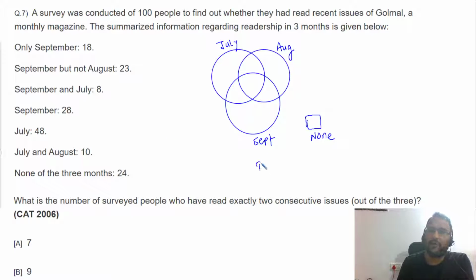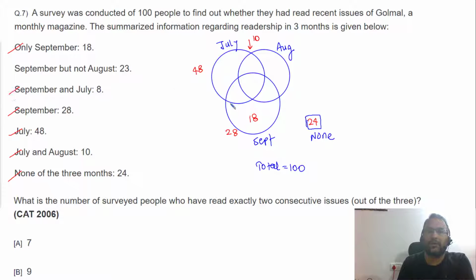Total number of people are 100. So let's fill the data in the diagram. Only September is 18. Okay. Then total September is 28. Total July is 48. July and August is 10. The sum of this common region is 10. None of the 3 months is 24.